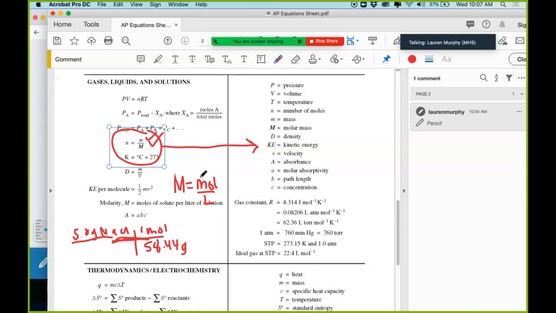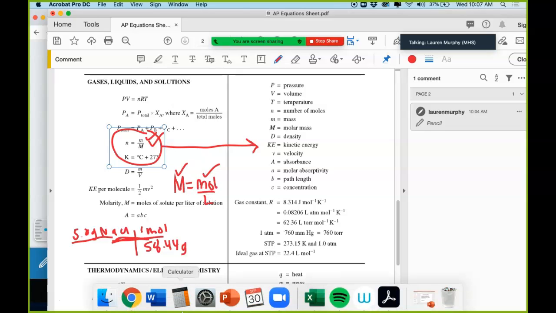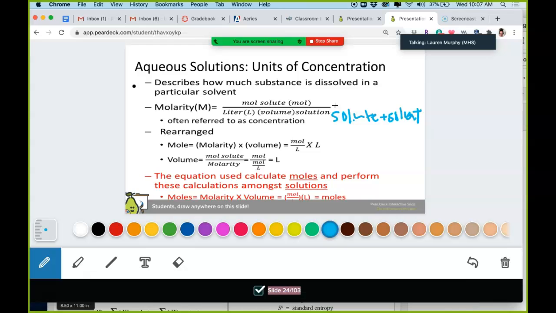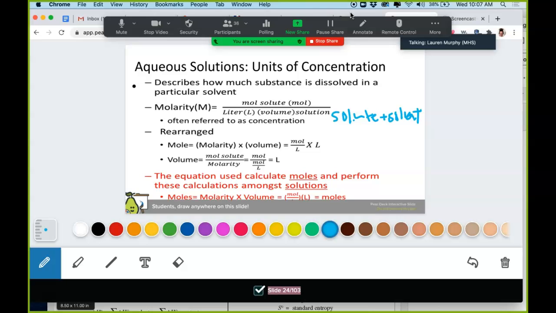So again, this is kind of like the moles equation. If you know molarity and moles, you can find volume. If you know moles and liters, you can find molarity. If you know volume and molarity, you can find moles. So if you know two of the three variables, you're able to rearrange and solve for the third, which is just what this slide is referring to. For aqueous solutions, our solvent is always going to be water. That's what it means to be an aqueous solution.